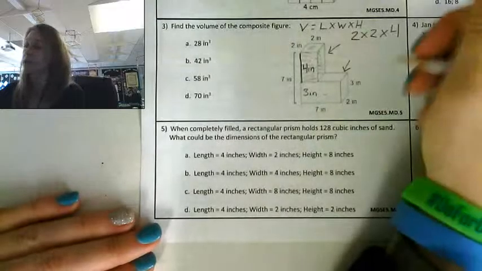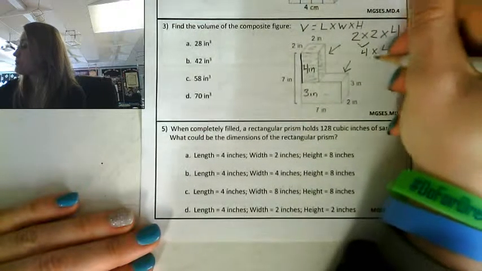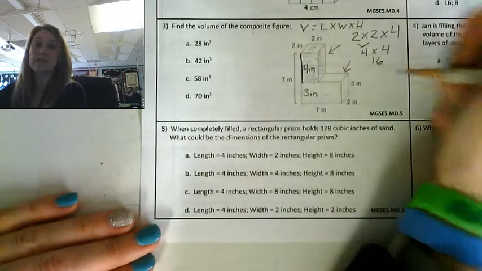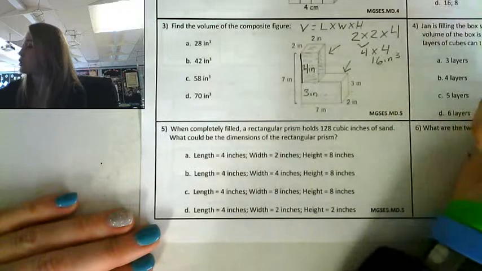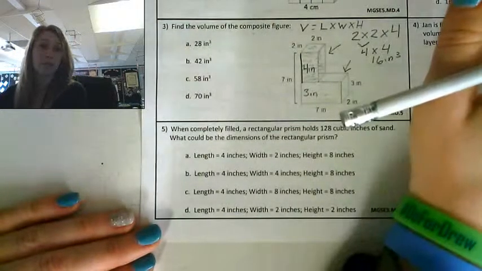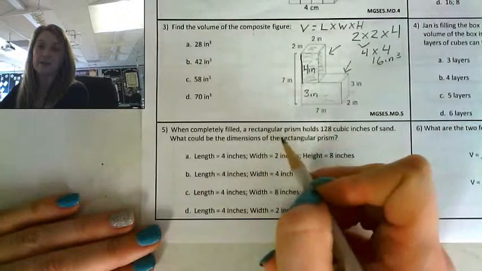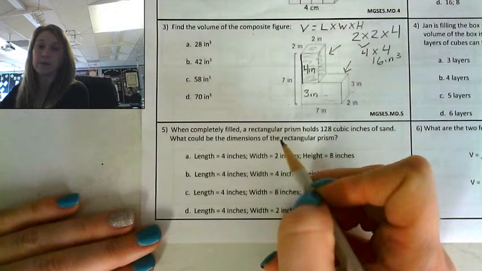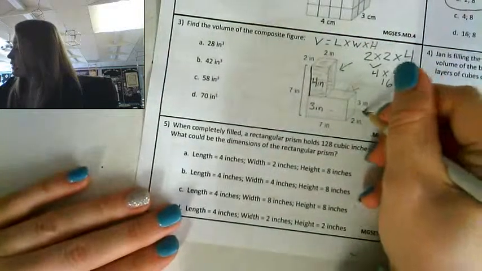Okay? And then I'm going to solve this out. 2 times 2 is 4. 4 times 4 is 16. So the volume of this first figure is 16 inches cubed. But that's not the volume of my whole composite shape. I still have to look down here at this second shape. So now let's find the volume of this shape. And I'm going to move my arrow so I don't get confused. Let's put my arrow right here.